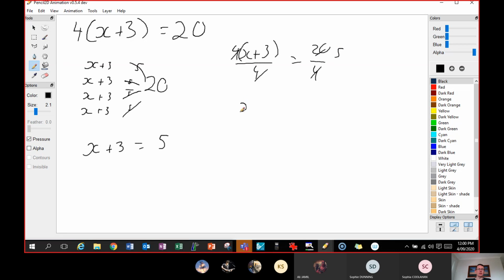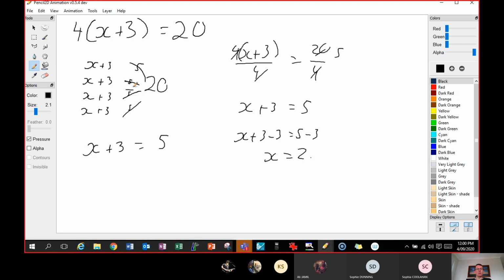That leaves us with x plus 3 equals 5. So all we need to do now is minus 3 on both sides. I've got something plus 3 equals 5, so I'm going to take 3 away from both sides. And that gives us our answer of x equals 2. We can substitute this back in now. 2 plus 3 is 5, 5 times 4 is 20. Now that's one way to go about it.